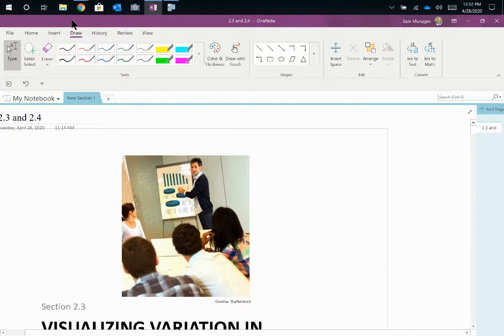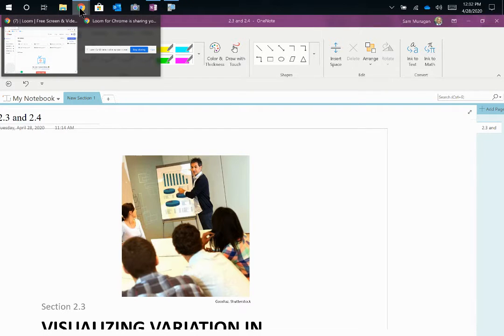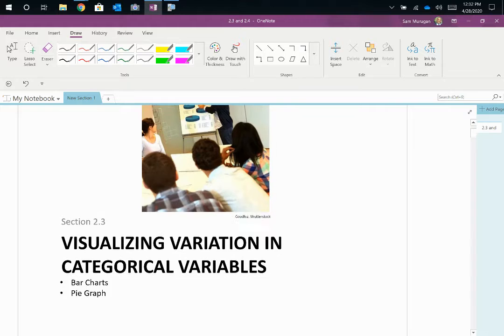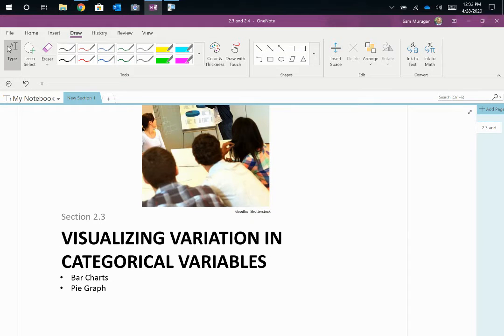So we're doing chapters 2.3 and 2.4. Chapter 2.3, and we're moving on from numerical variables to categorical variables. Now, categorical variables, how we visualize them, and the use of bar charts and pie graphs to visualize categorical data.